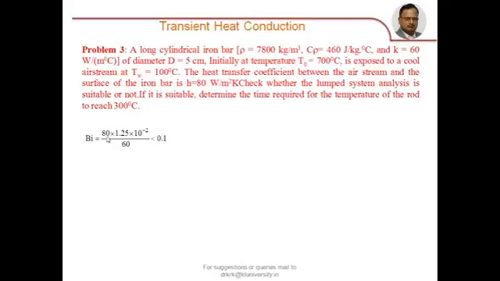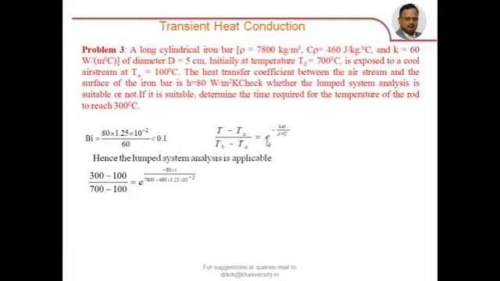Let us see. The Biot number: h is given as 80 watt per meter square Kelvin, and it is a cylinder, so Lc is R by 2, that is 2.5 by 2, 1.25 into 10 power minus 2, by k 60, less than 0.1. Hence T minus T infinity by T naught minus T infinity is e power minus hAt by rho VC.